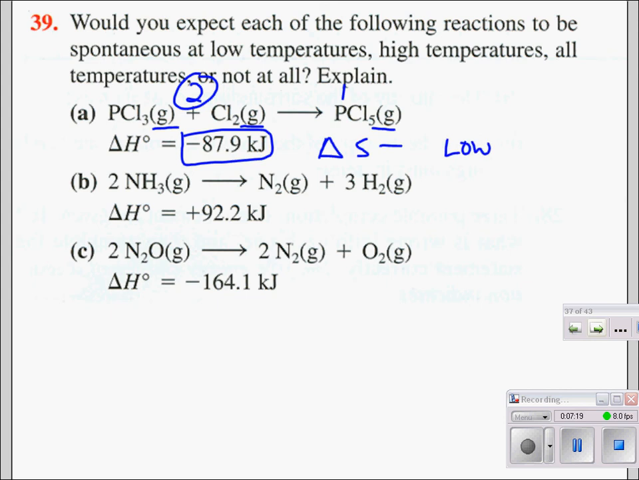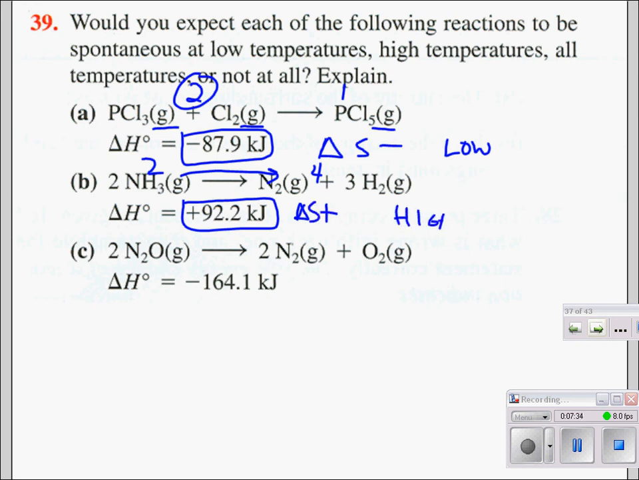Next one, if I look right here, positive for delta H, already there. All gases, I go 2 to 4 moles on that side. My delta S value is going to be positive. Therefore, it would be spontaneous at high temperatures.